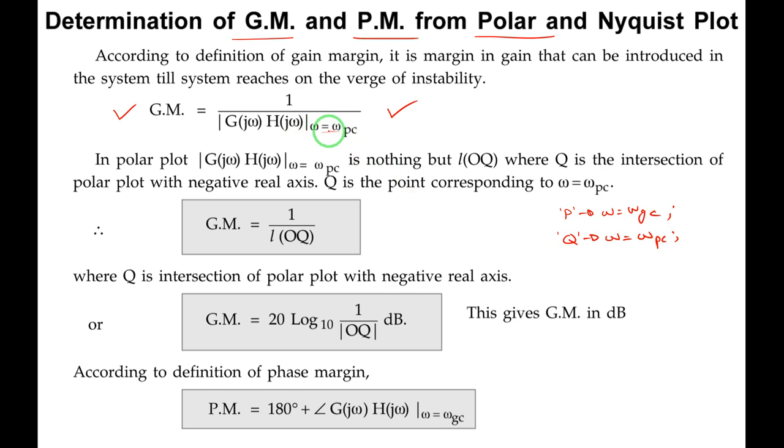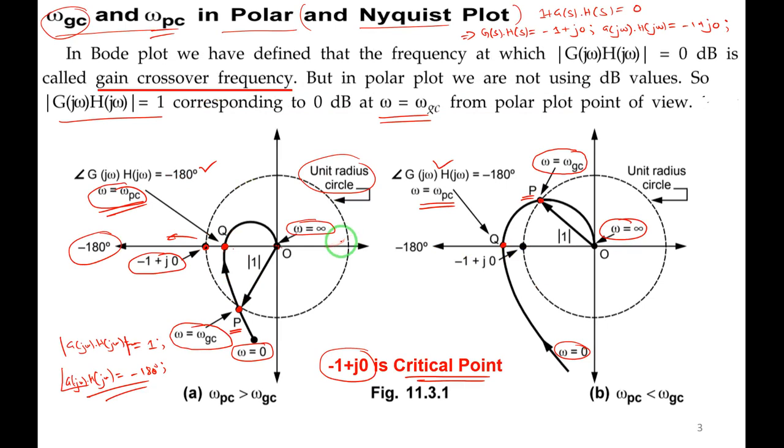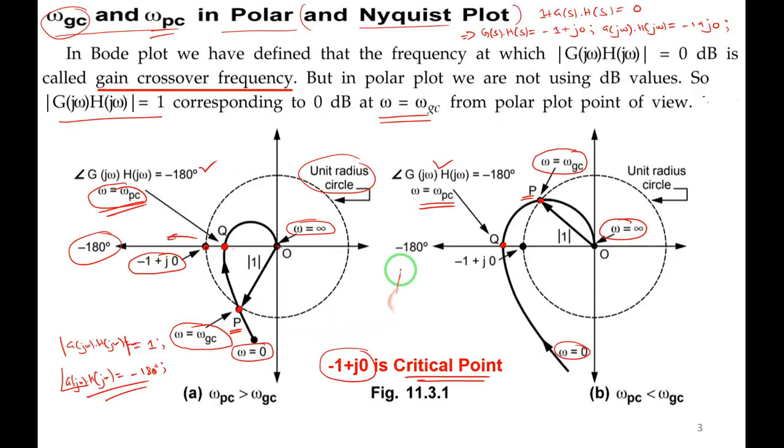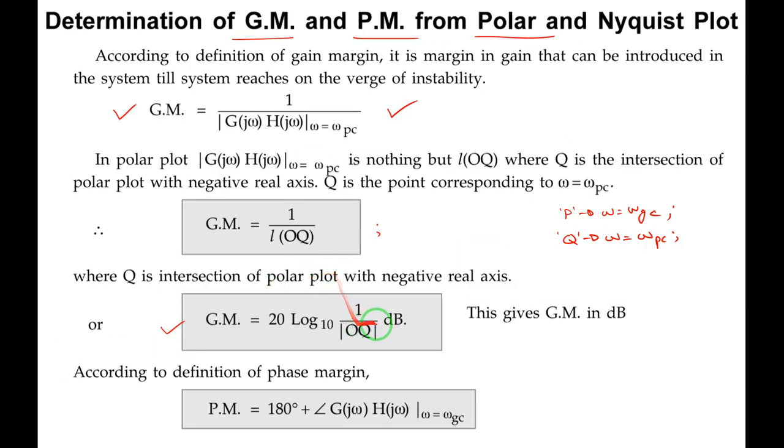So omega equal to omega PC gives the phase crossover frequency, and in the diagram it is here, Q. The magnitude is the length from O to Q, so they have written the length from O to Q. So this is the gain margin. If I want the gain margin in decibels, take 20 log of this. So in decibels, it is 20 log of 1 by the length from O to Q, the magnitude from point O to point Q. So this is in decibels. I hope you are getting it.